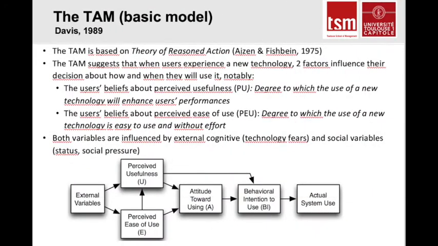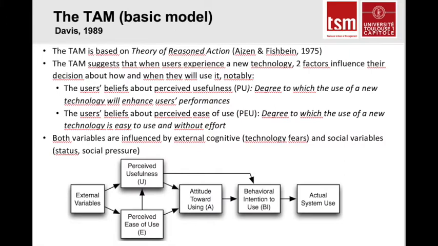So let's start with the basic TAM model, the technology acceptance model, which is based on the theory of reasoned action. This theory suggests that when users experience a new technology, two factors influence their decision about how and when they will use it. Notably, the users' beliefs about perceived usefulness, which is defined as the degree to which the use of a new technology will enhance users' performances, so the benefits, and second, the users' beliefs about perceived ease of use, which is the degree to which the use of new technology is easy to use and without effort.